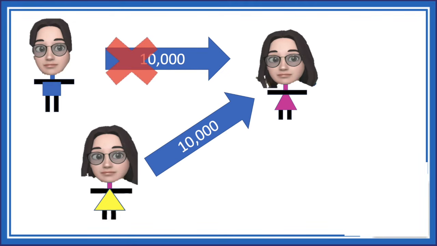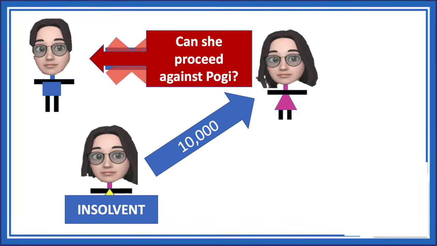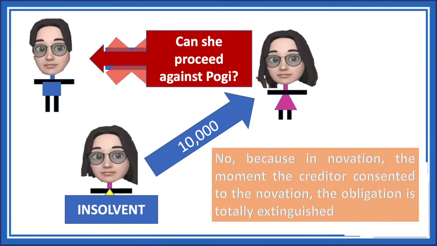Now, supposing Beauty becomes insolvent, okay? Can Ganda proceed against Pogi to collect the 10,000 pesos? Hindi na, kasi nagkaroon na nga ng novation. Pogi is excused, released na nga siya sa kanyang obligation at inaccept ni Ganda yon. So, the moment the creditor consented to the novation, the obligation is totally extinguished. Na-extinguish yung obligation ni Pogi, nagkaroon ng bagong obligation, ni Beauty kay Ganda.